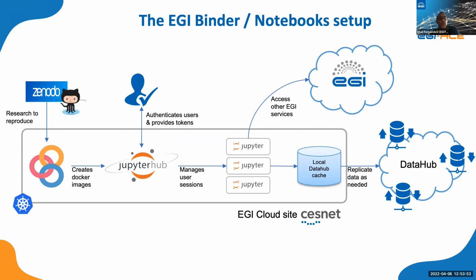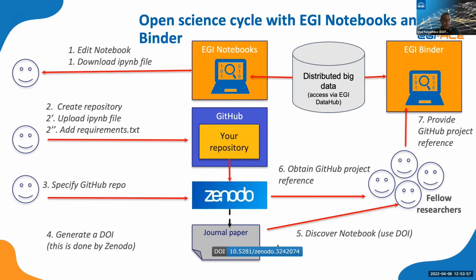Now we want to do the reproducibility, and the idea is that we want to implement this kind of flow where we have a user that starts playing with the AGI notebook service, develops an idea, then downloads the notebook file and wants to share that with others.